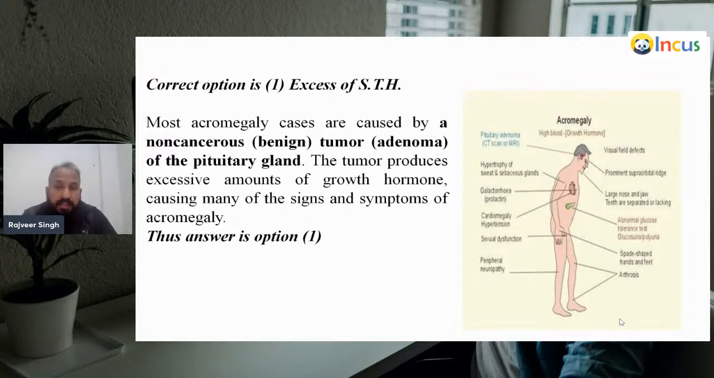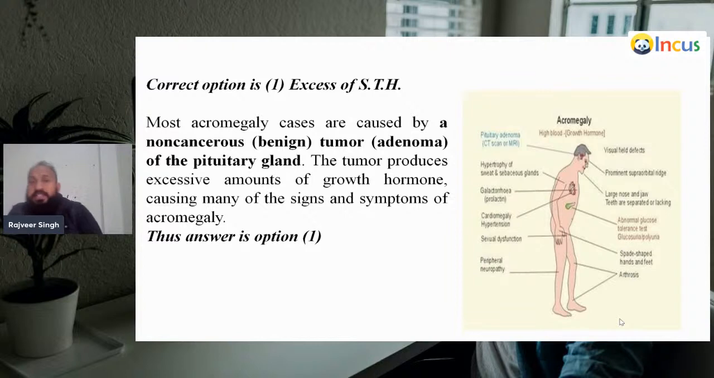galactorrhea, prolactin, cardiomegaly, hypertension, sexual dysfunction, peripheral neuropathy, then visual field defects, prominent supraorbital ridge, large nose and jaw, teeth are separated and widely spaced. So this one is again an important unique characteristic. Then abnormal glucose tolerance test, glycosuria and polyuria, spade-shaped hands and feet. And the last one is arthrosis. So those are all the symptoms of acromegaly.